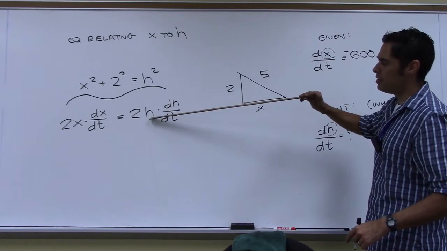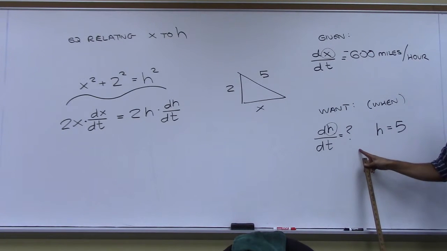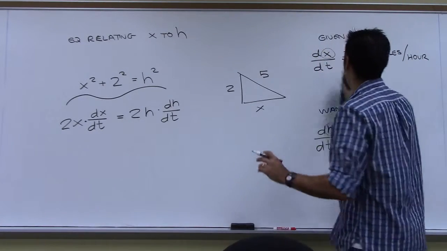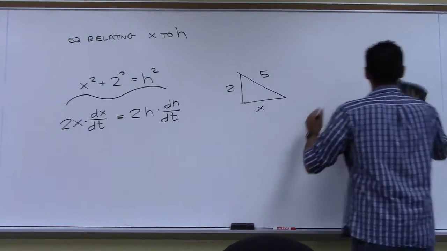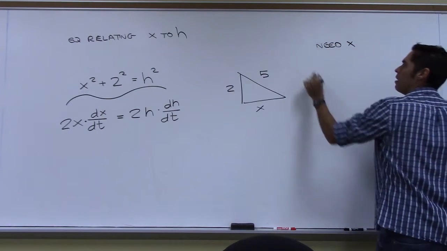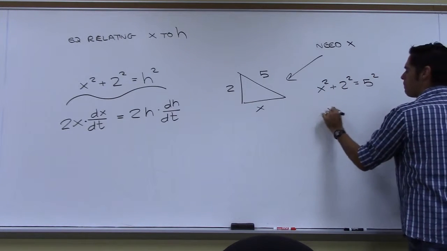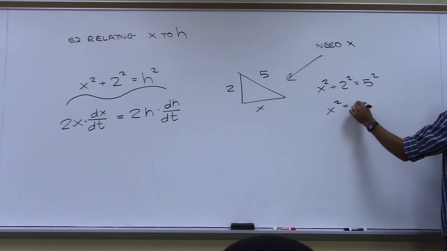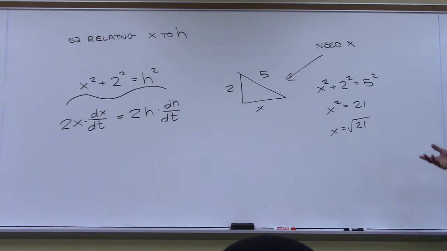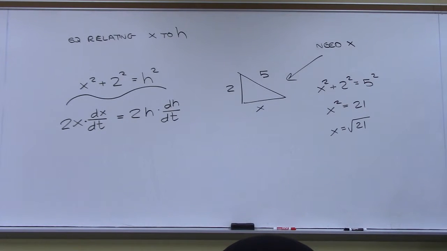H, do I know h at the instant in time? 5. dh dt is what I want to find. So everything I have is here, except I have a little work to do to get x. Do you agree? All right. So I'm going to get x now. Or I said earlier I need x. So I use this picture. What is that, 25 minus 4? 21? Root 21. Plus or minus, but x is the length of the side of this, so it's not negative. Root 21?